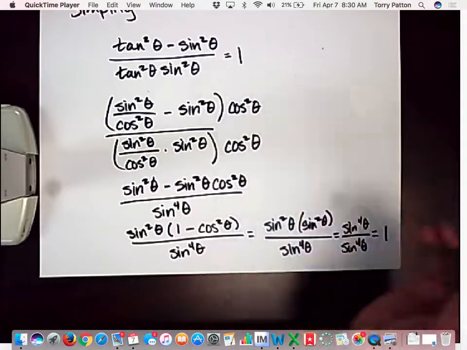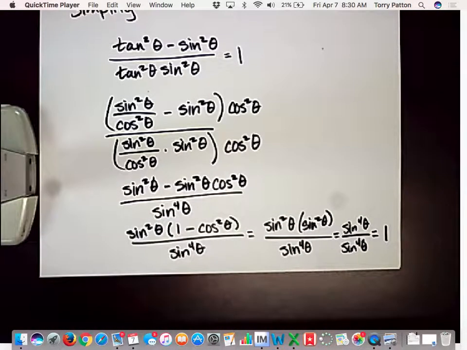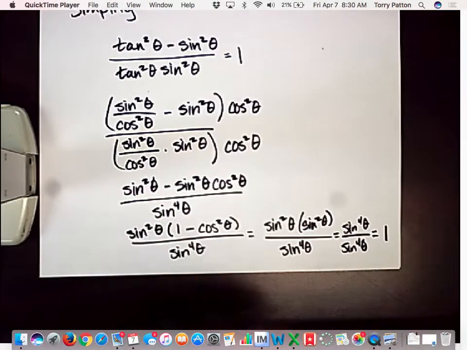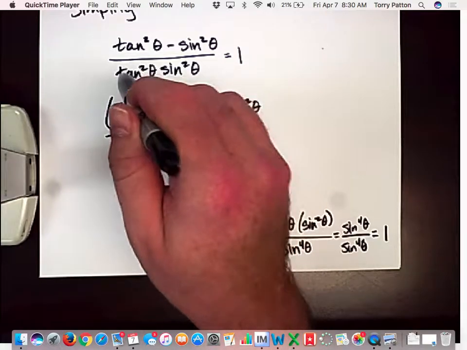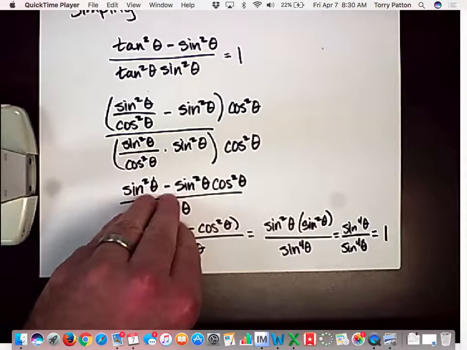And you could test that out. You could pick some random angle in your calculator, do tangent of that, square it, minus sine of that, square it, over tangent squared times sine squared, and you would get 1 every time. Okay? All right.